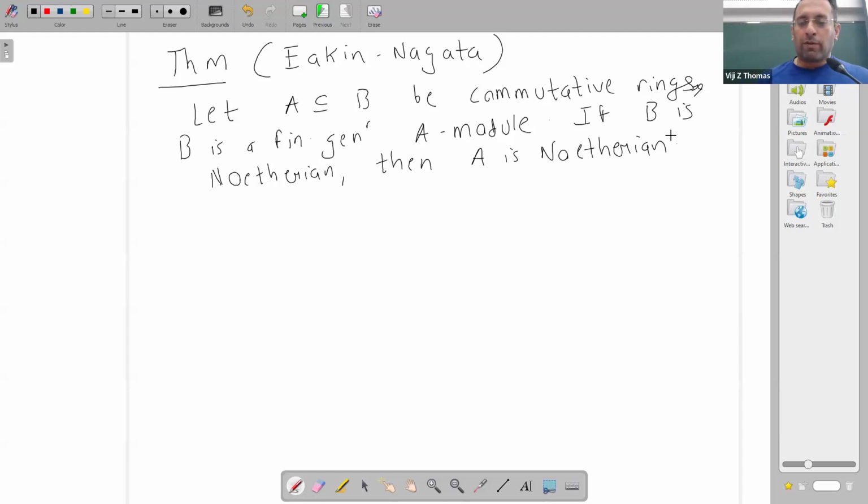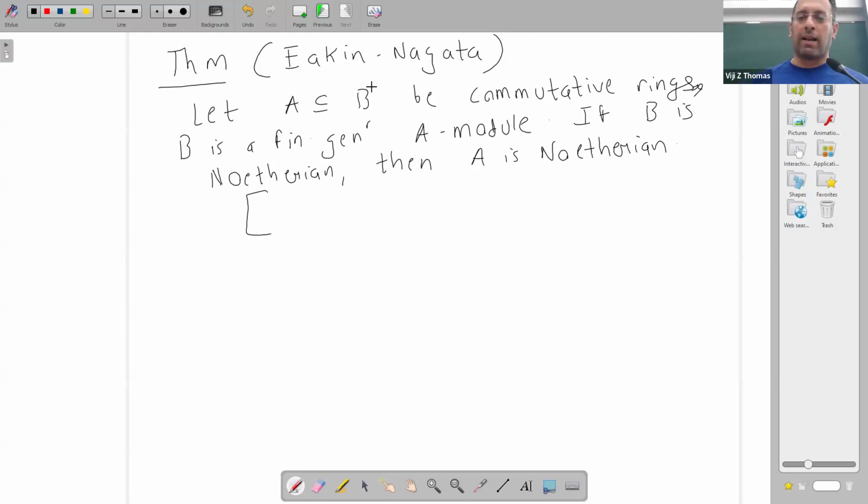The beautiful part is that the converse of this is very easy. Meaning if A contained in B are commutative rings with identity, and A contained in B means A and B share the same identity, and B is finitely generated, and if A was Noetherian, then B is Noetherian. This is a simple exercise. Let's go through it very quickly. I'll let you think about it.